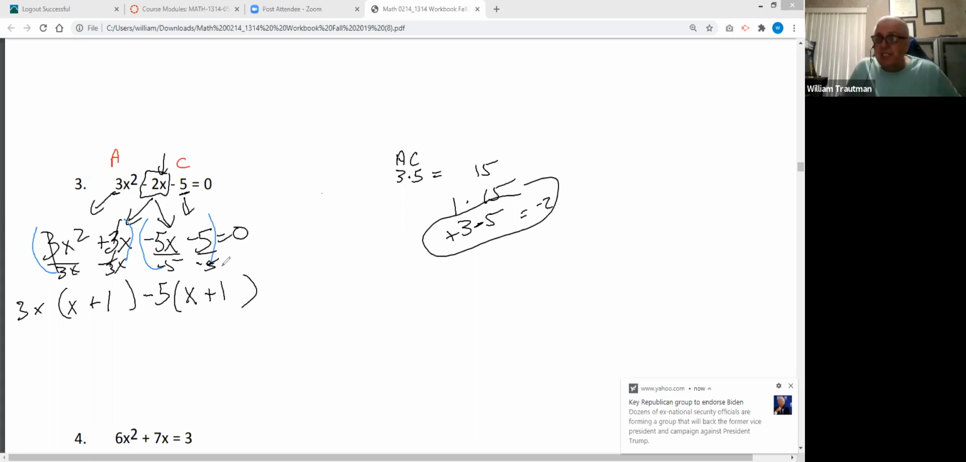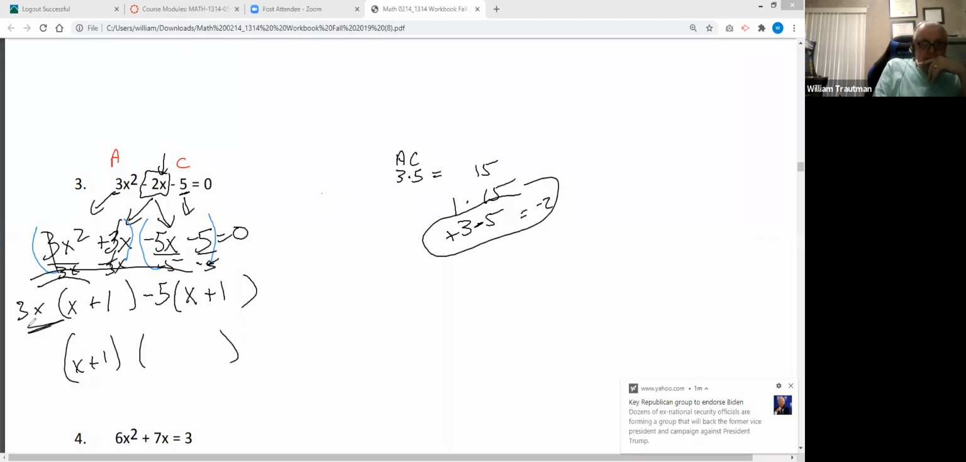Factor using the AC. You have to use the AC when there's a number other than 1 in front of that x squared, and there are 3 terms. We're now going to factor out the parentheses out in front. The x plus 1 factors out, and the other stuff goes in the other parentheses, 3x minus 5.